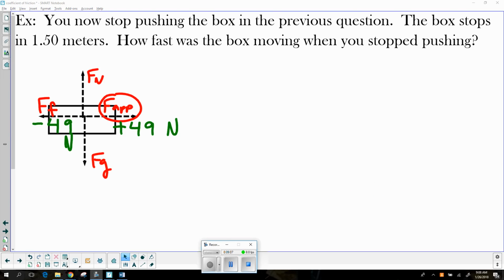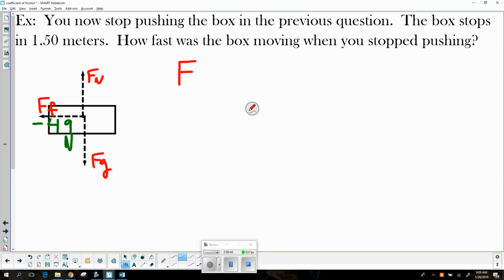Now let's see how fast the box was moving when I stopped pushing the object. So I carried over my free body diagram from the last time, and I want to take away some things now. If I stop pushing the box, there's no longer an applied force. That vector gets to go away. And this is my new free body diagram. So the box is going to be accelerating in the negative direction, therefore slowing down.